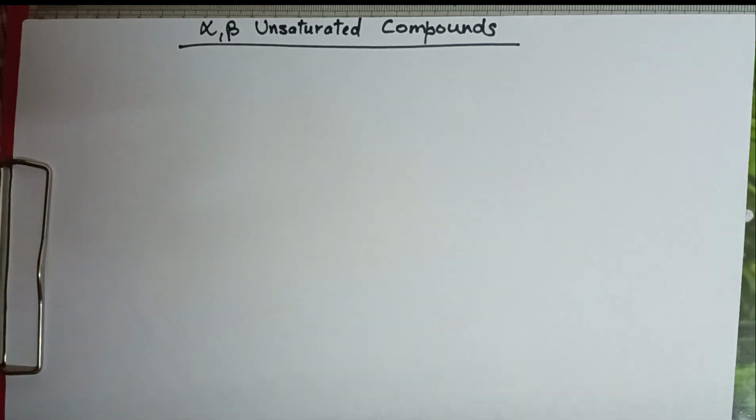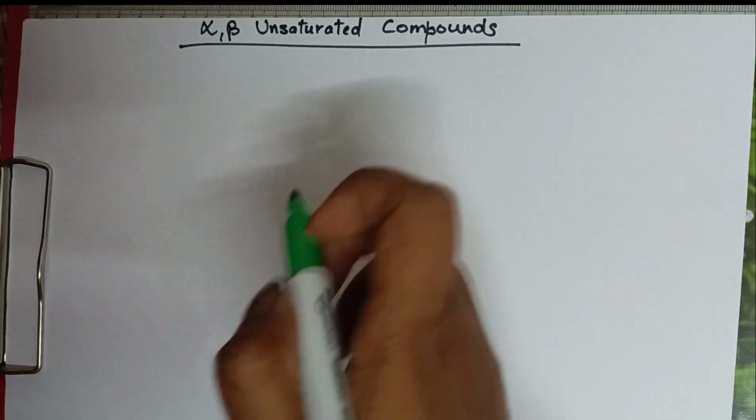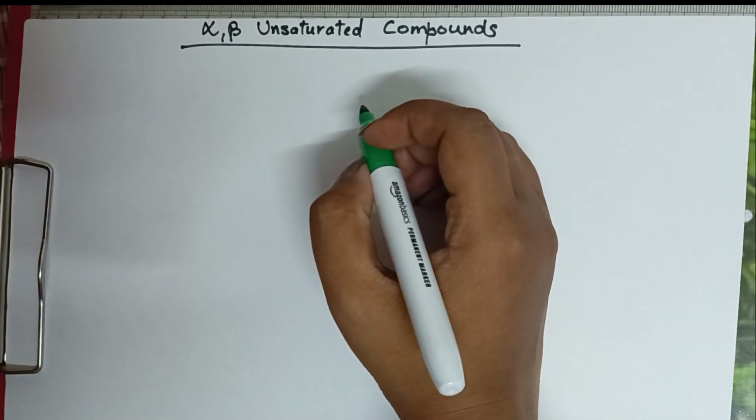So we were discussing the absorption and intensity shifts, and today we are going to talk about alpha beta unsaturated compounds and the change in n to pi star and pi to pi star shifts in these types of compounds. So we will take one alpha beta unsaturated compound.